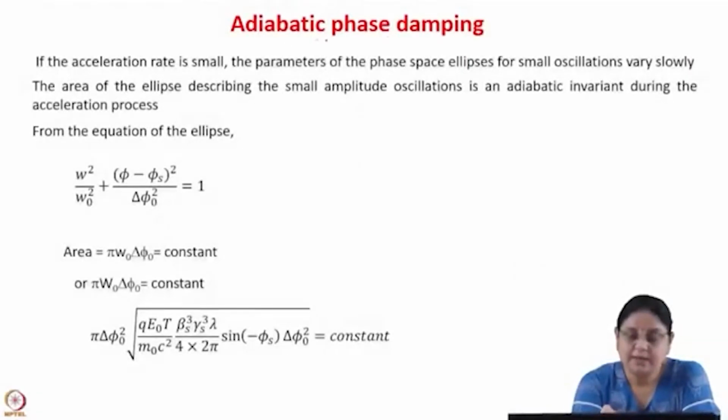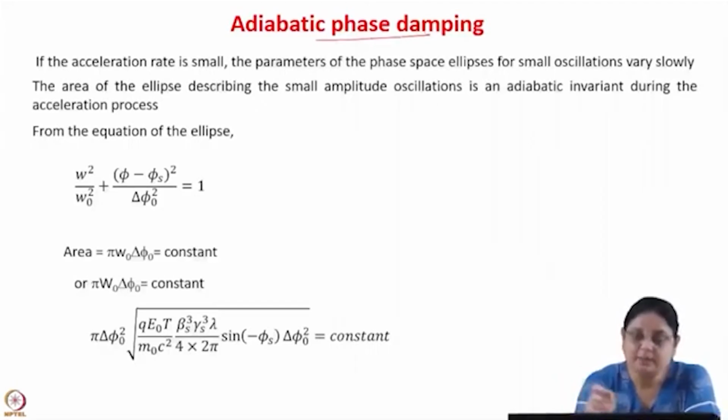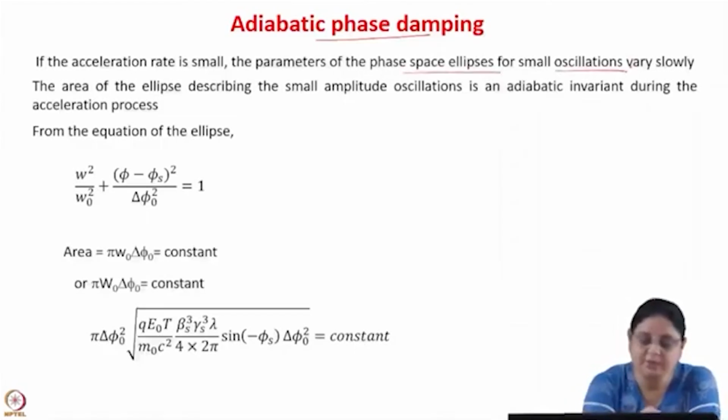Now let's see adiabatic phase damping in the longitudinal phase space. If the acceleration rate is very small, that means beta and gamma can be taken as almost constant. They are varying very slowly. The parameters of the phase space ellipse for small oscillations also vary slowly.